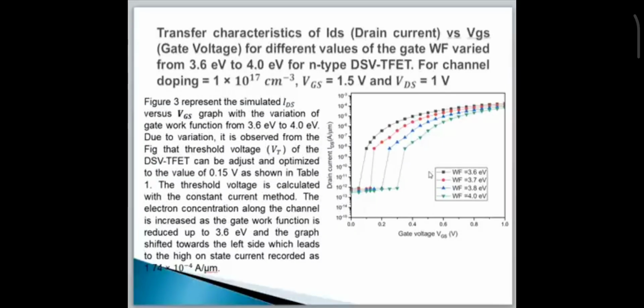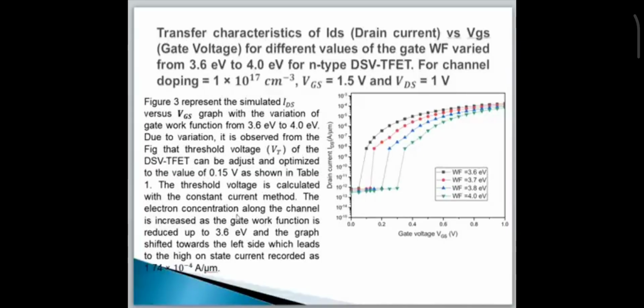When increasing the work function of the device, the graph is shifted from left to right. It will increase the threshold voltage. If you are reducing the work function of the device, then the graph is shifted from right to left. It will reduce the threshold voltage of the device.